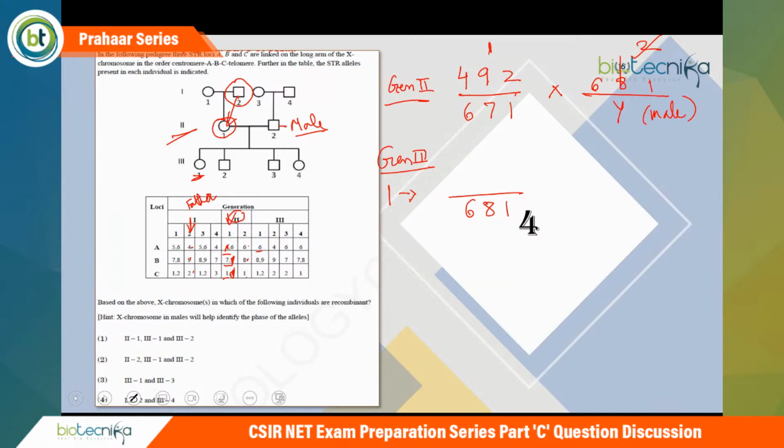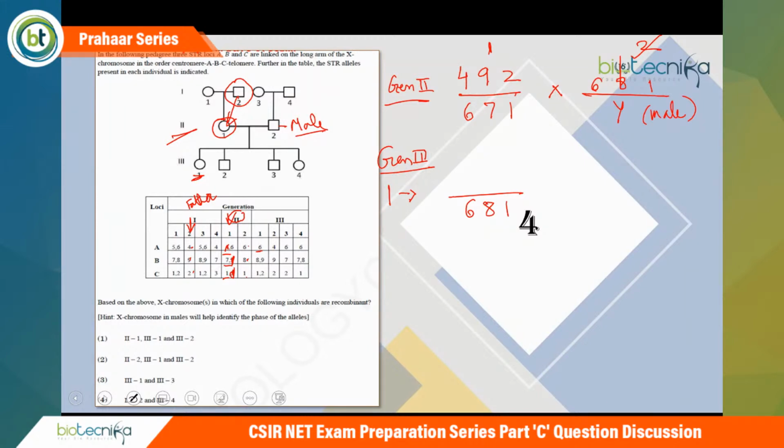Okay, so if only 1 times 6 is written, that does not mean that for A, only 1 allele is present. It means that both the alleles for A are 6. That's why only 1 times 6 is written. It's a female, and a female will for sure have 2 X chromosomes, and both the X chromosomes will have one location for locating this STR A. So if only 1 times 6 is written, it means both of them have the 6 allele.